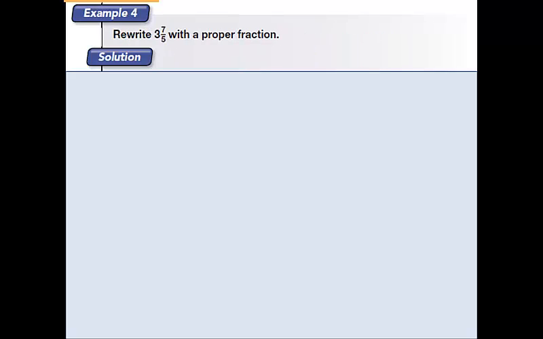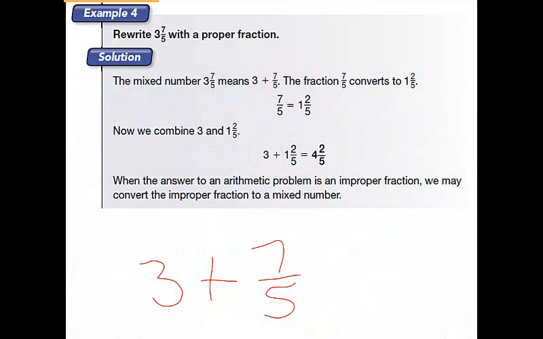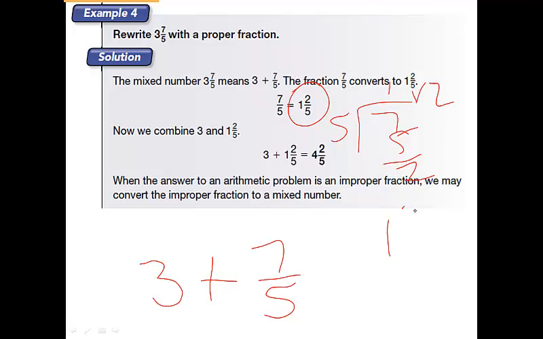Rewrite 3 7/5 with a proper fraction. The 7/5 is an improper fraction, so how are we going to do that? You can pull your 3 out automatically, right? And now all you've got to do is convert this 7/5 into a mixed number and add them together. Go ahead and do that. When you do that, you know that 7/5 equals 1 2/5 because 7 divided by 5 is 1 with 2 left over. So 1 remainder 2, so it's 1 2/5. When we add that together right here, we get 3 plus 1 is 4, and our 2/5. Our answer is 4 2/5. So 3 7/5 written as a proper fraction is 4 2/5.